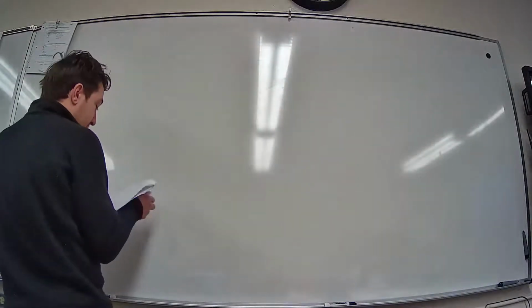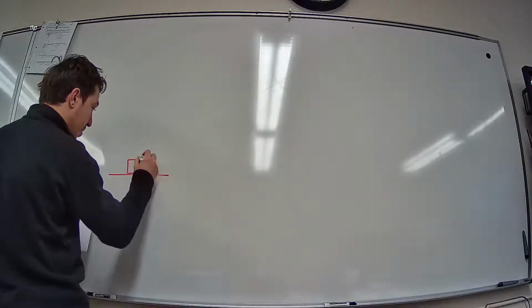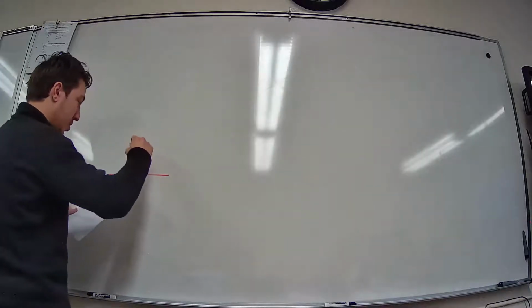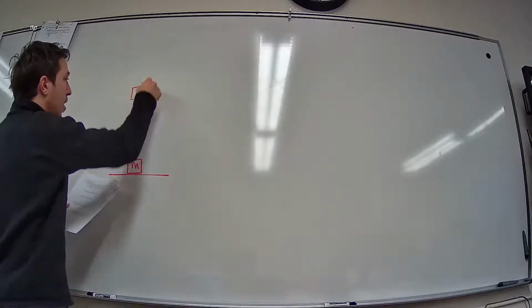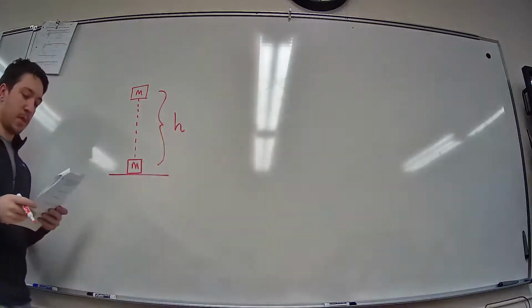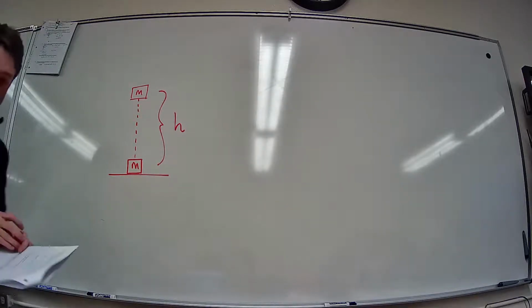Anyway, so number 11 just looks like this. It's easy peasy. A block of mass M is slowly lifted from ground level at constant speed. So here's the ground, here's the block. It is slowly lifted up to a final height of h meters. How much force did the winch need to exert on the block in order to lift it?